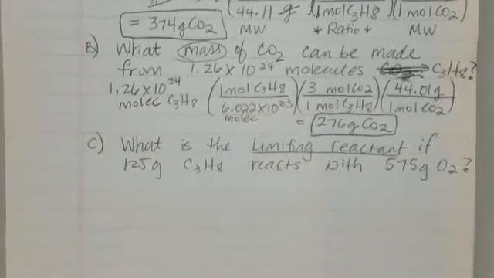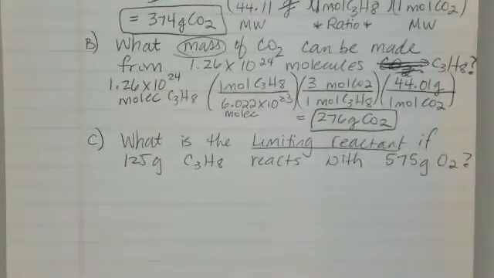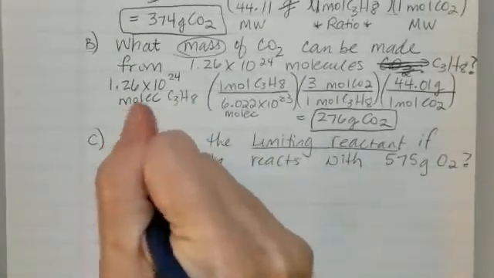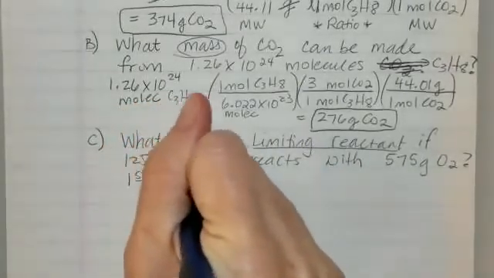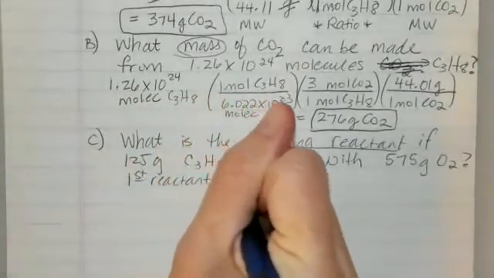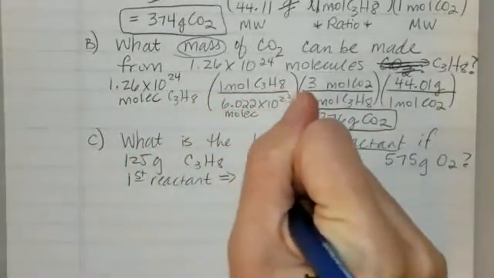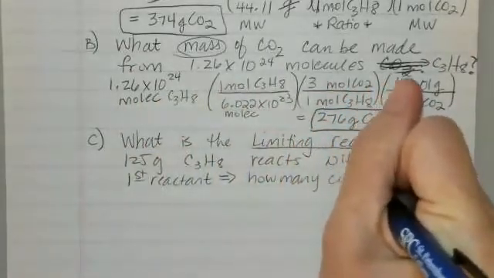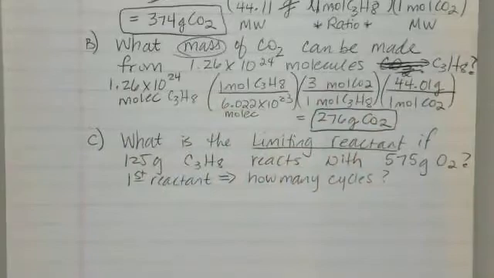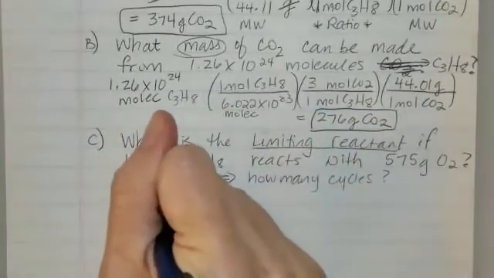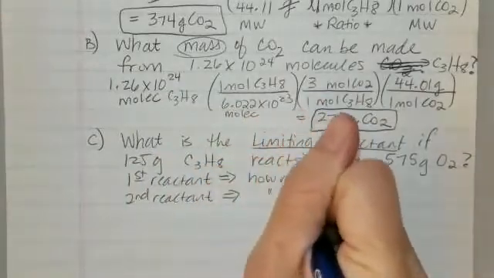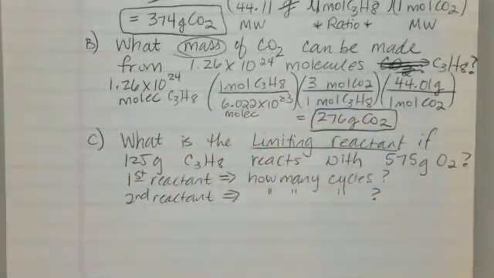So the way that I think about this, and again, this is just the way my brain thinks about it, is I'm going to take my first reactant, in this case the propane, and I'm going to determine how many reaction cycles, that's the way I think about it, how many reaction cycles could it do before it runs out. Then I take the second reactant, in this case the oxygen, and I answer the same question. How many reaction cycles could it do before it runs out?